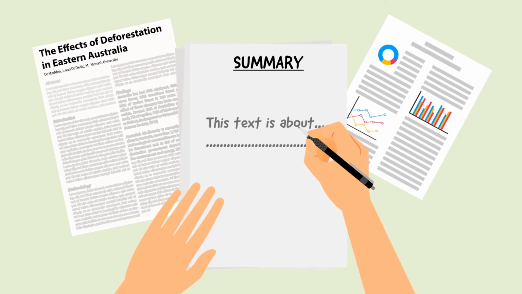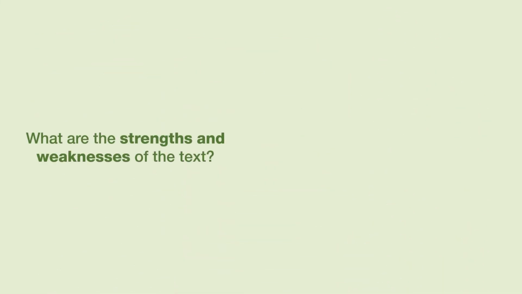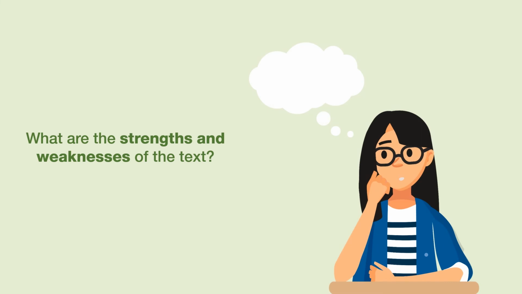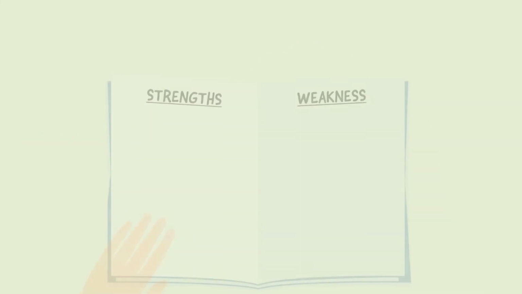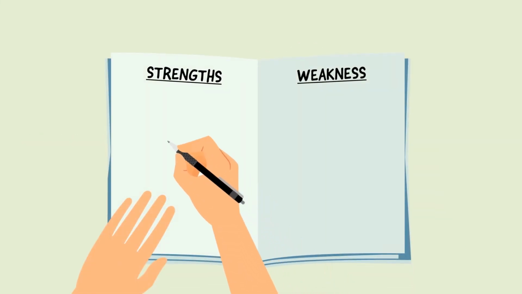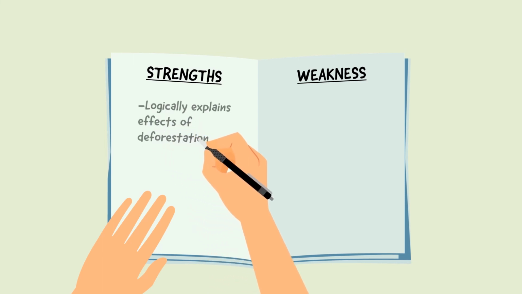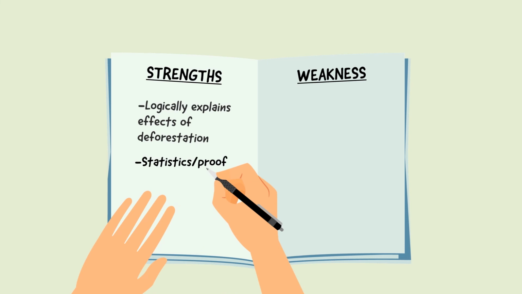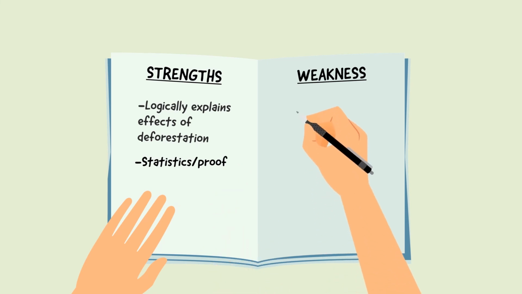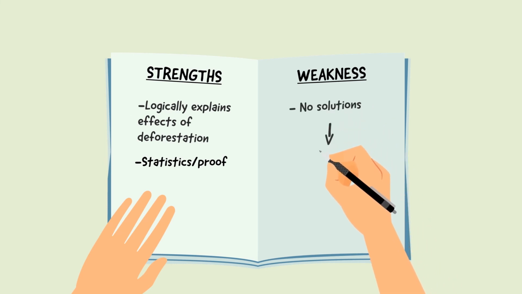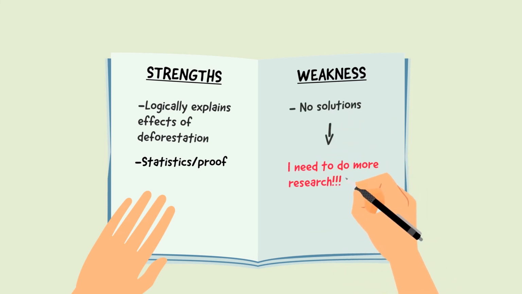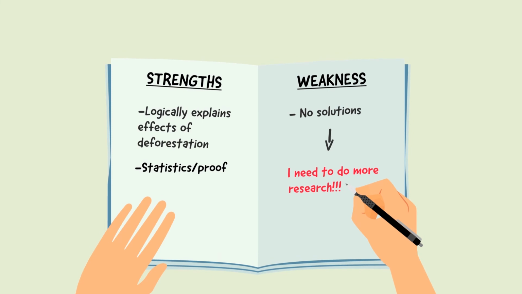Then I ask myself, what are the strengths and weaknesses of the text? The strengths are that it clearly and logically explains effects of deforestation. I can use some of these ideas and statistics in my poster. However, it doesn't present any possible solutions, so I'll need to do more research for my poster. Do you agree or disagree?